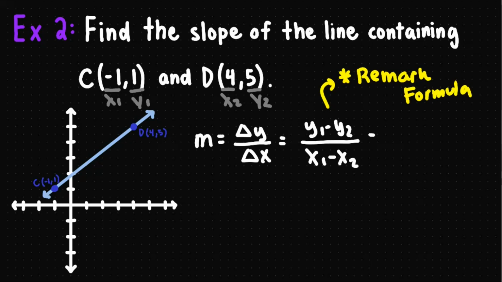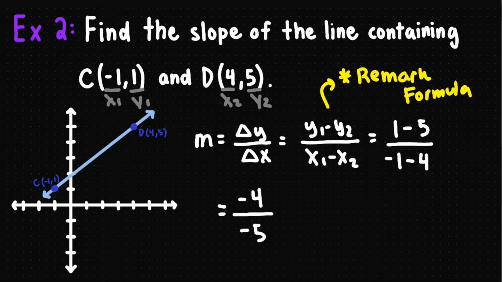So we have here y sub 1 is given by 1 minus y sub 2 is given by 5 all over x sub 1 is given by negative 1 minus x sub 2 is given by 4. So this simplifies to, in the numerator we have negative 4, and in the denominator we have negative 5. So this will give us, cancelling out the negatives, 4 over 5. And this out here is the answer for this problem.